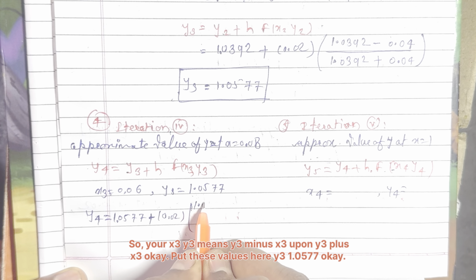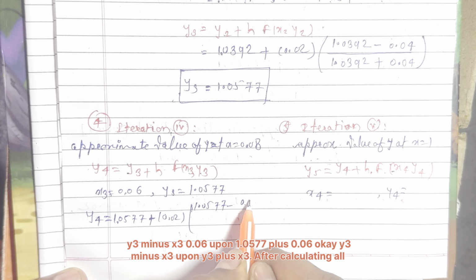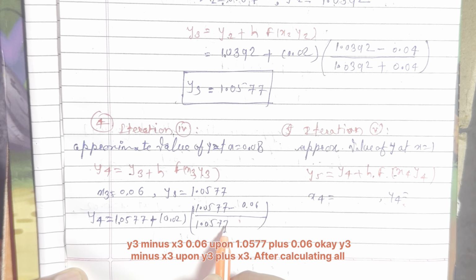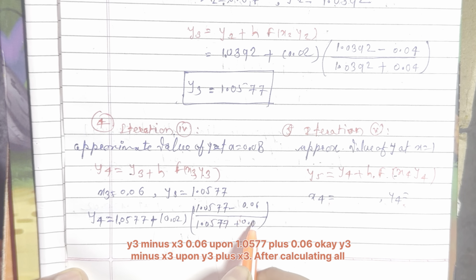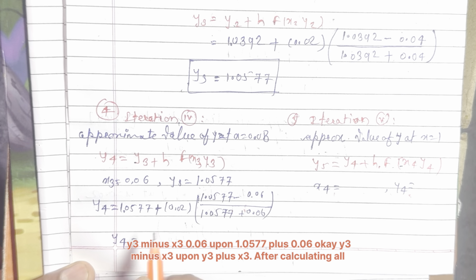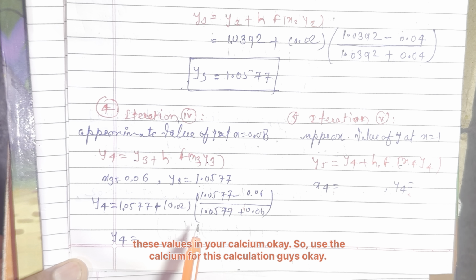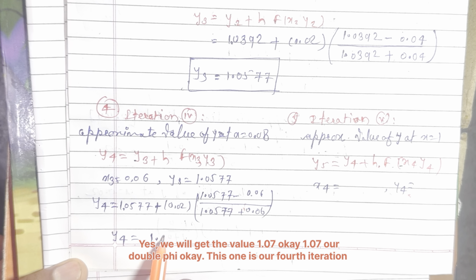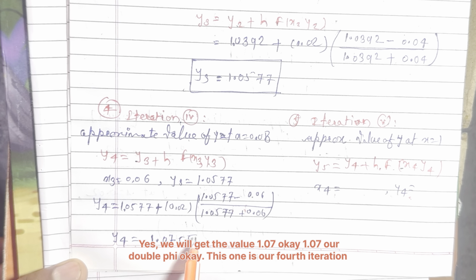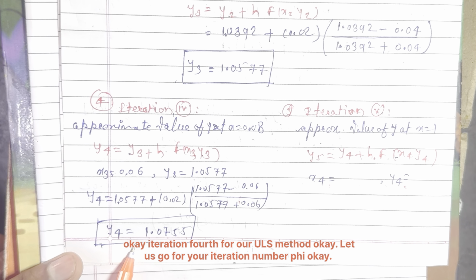Y3 is 1.0577, y3 minus x3 is 0.06, upon 1.0577 plus 0.06. That is y3 minus x3 upon y3 plus x3. After calculating all these values in your calculator, guys, we'll get the value 1.0755. This one is our fourth iteration, iteration 4 for our Euler's method.